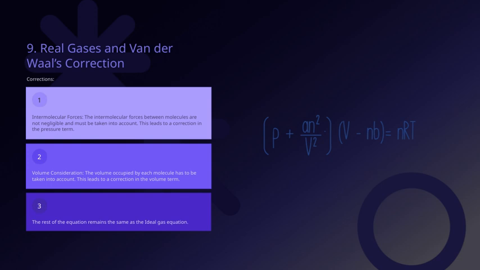Next, we have intermolecular forces. In ideal gases, we ignore these forces completely, but for real gases, they play a significant role. Molecules attract or repel each other, and these interactions influence the pressure exerted by the gas. Therefore, we need to correct the pressure term to account for these intermolecular forces. Putting it all together, these corrections help us better describe the behavior of real gases, especially under high pressure and low temperature conditions, where deviations from ideality are more pronounced. This is the essence of van der Waals correction, which makes our models much more accurate and applicable to real-world scenarios.